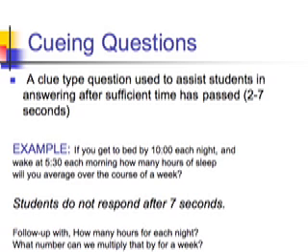And say I waited 2 to 7 seconds and I wasn't getting any responses and everyone just had this confused look on their face, then that's when I would pose a cueing question. That might sound something like this: how many hours would that be for each night? And if we were to multiply that by what number, how many hours would it be for a week? Now you go ahead and try it.